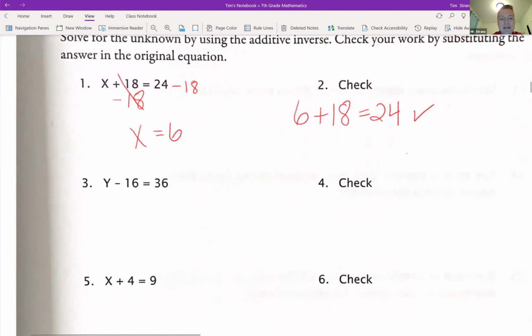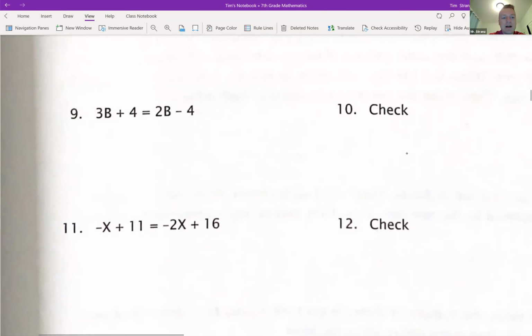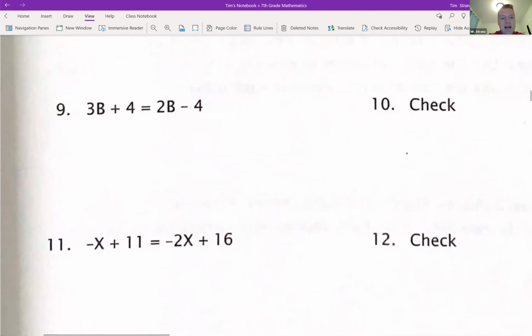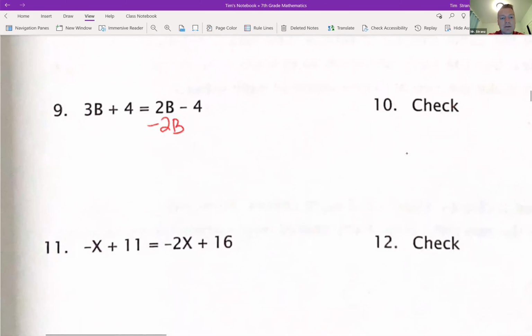Let's actually go down to number 9. Number 9, we have a couple b's on each side. We have 2b on the right side and 3b on the left side. We need to get b only on one side. So in order to do that, I'm going to subtract 2b from this side. That's going to cancel the positive 2b and the negative 2b out. I also have to subtract 2b from this side though.